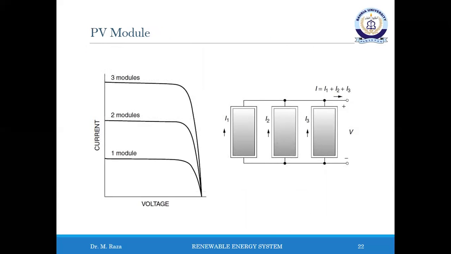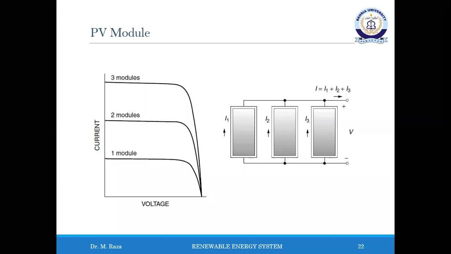Modules can be wired in series to increase voltages and in parallel to increase current. Arrays are made up of some combination of series and parallel modules to increase power. For modules in series, the IV curves are simply added along the voltage axis, that is, at any given current which flows through each of the modules, the total voltage is just the sum of the individual module voltages.